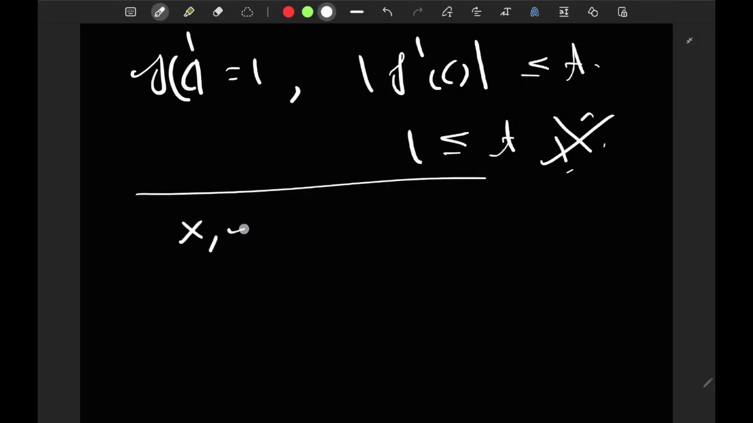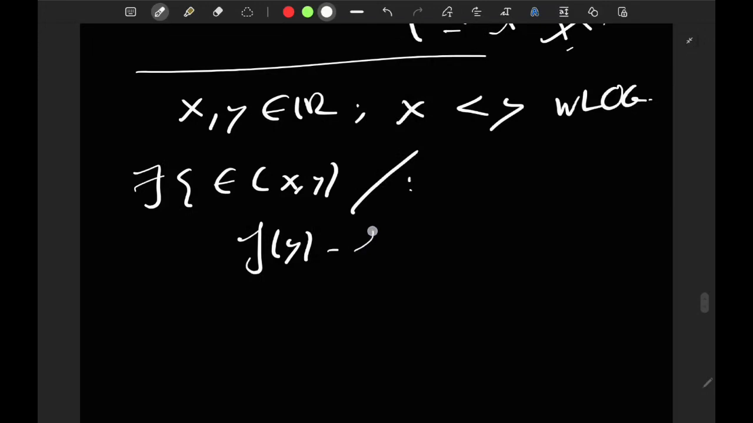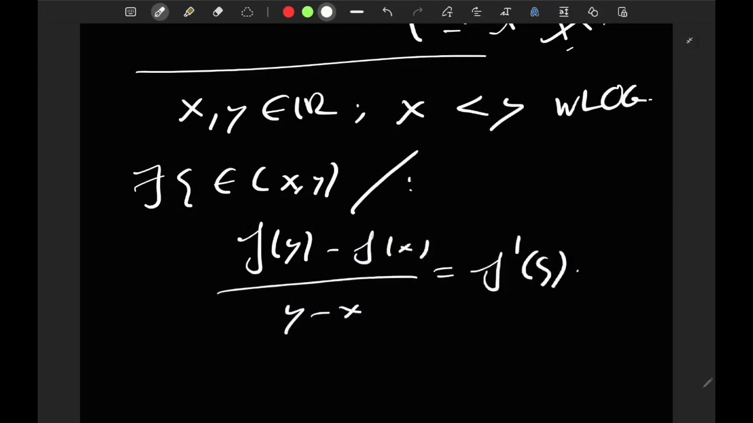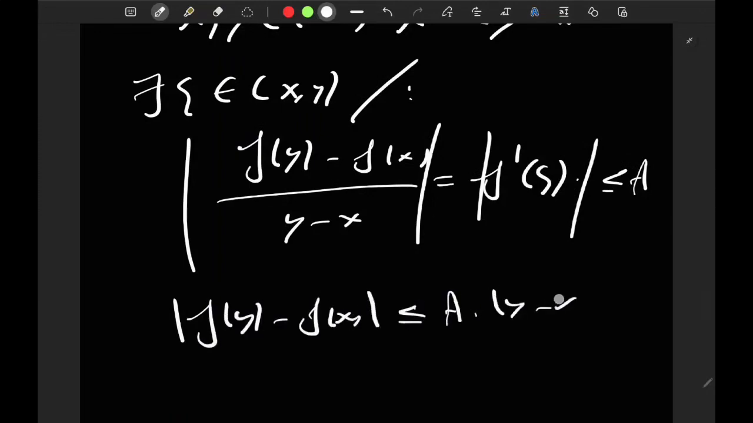So for x and y given in R, let's say x less than y without loss of generality, I know that by the mean value theorem there exists some psi inside (x, y) such that f of y minus f of x over y minus x is equal to f prime of psi. Now, if I take absolute value both sides, I get that the absolute value of this is equal to the absolute value of that, and this is less than or equal to a because f prime is always bounded by a. And I get this inequality: the absolute value of f of y minus f of x is less than or equal to a times y minus x.